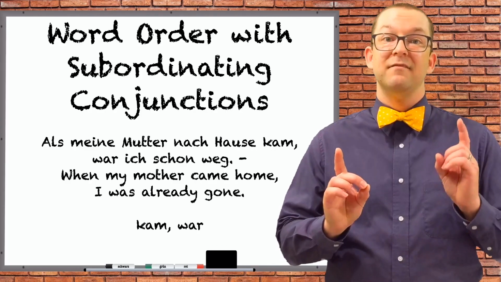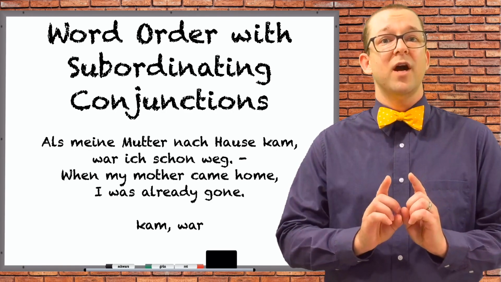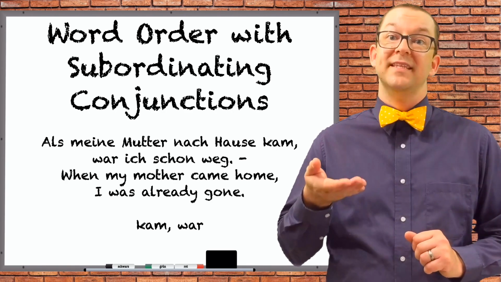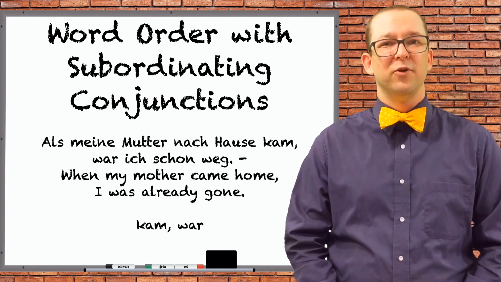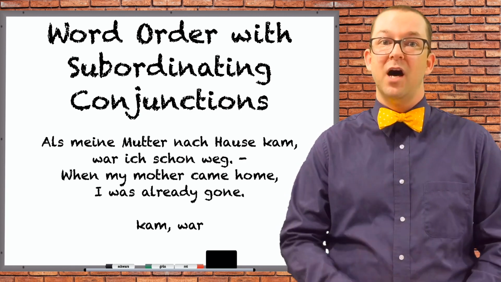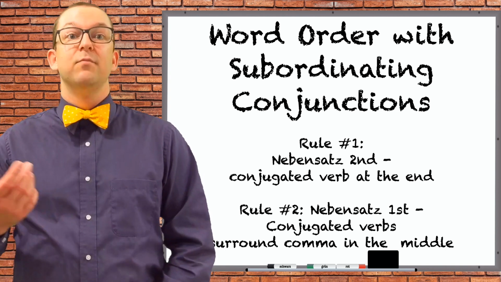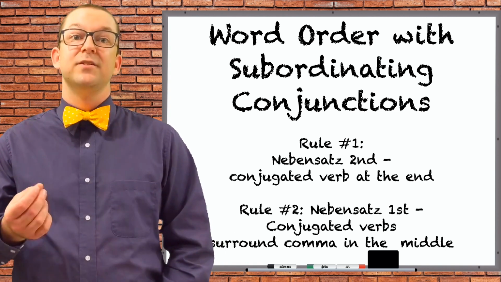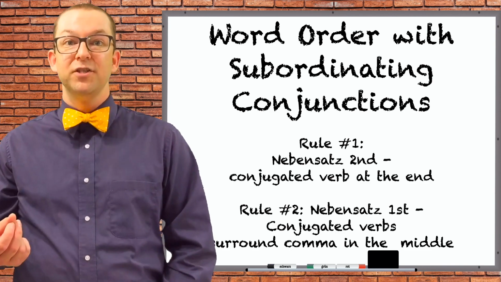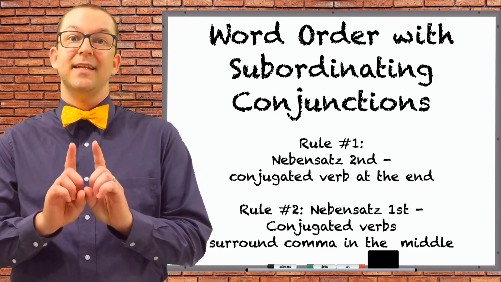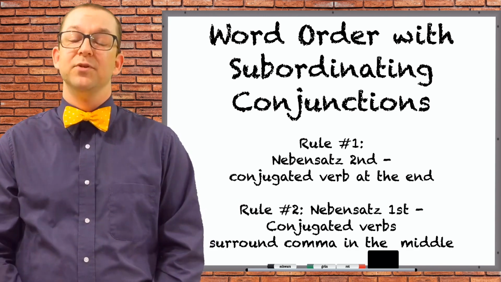Notice that kam and war are on either side of the comma in the middle of the sentence. This could be described as having the subordinate clause with a verb at the end and a main clause with the verb at the beginning. But I usually just refer to it as a verb cluster around a comma. That's the basics of the word order rules for subordinate clauses. If the subordinate clause is second, the verb in the subordinate clause moves to the end of the sentence. If the subordinate clause is first, the verbs in both clauses are placed next to the comma in the middle of the sentence. Let's go back to some practice examples of als.